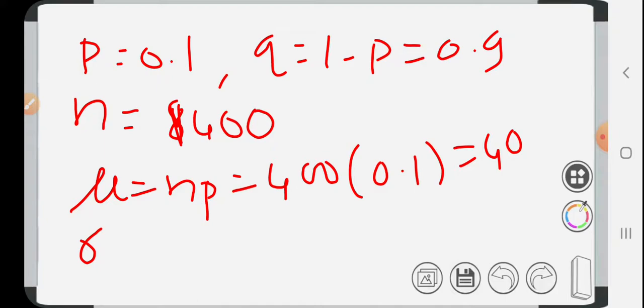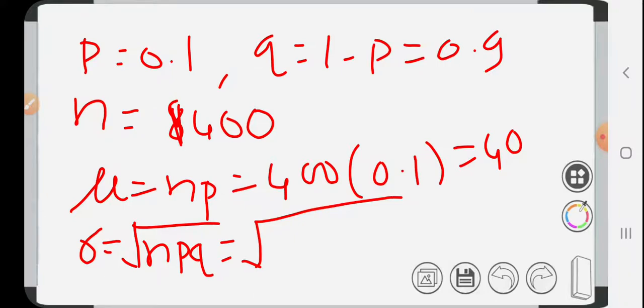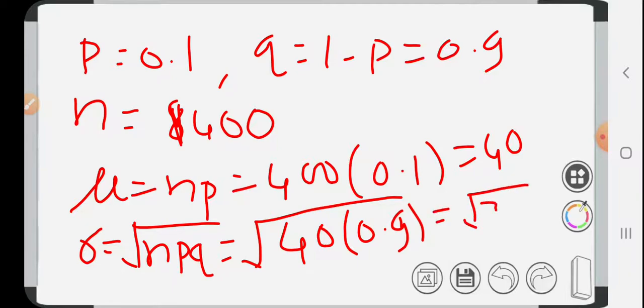And sigma, means standard deviation, is equal to under root of NPQ. NP into Q. NP is 40 into Q is 0.9. Right? So I get here under root of 36, and root of 36 means 6. So standard deviation is 6. So in a simple way, we have solved this problem. Correct?